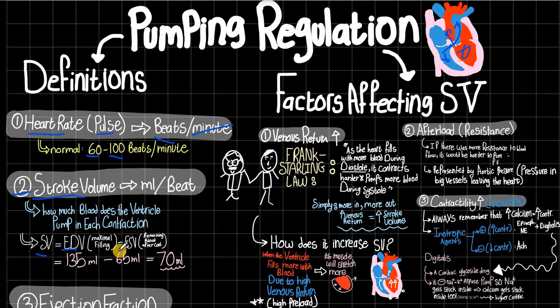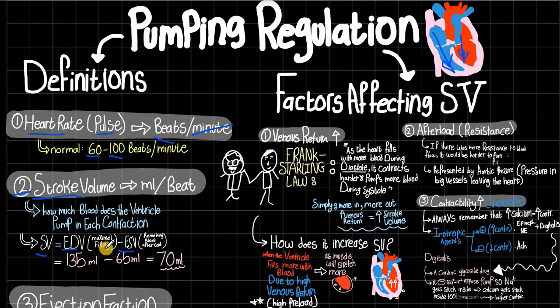We can measure the stroke volume using a very important mathematical relationship that says stroke volume equals end diastolic volume minus end systolic volume. What is end diastolic volume? End diastolic volume means how much blood has the atria given the ventricles. So this is known as the end diastolic volume, and we can say it in another way by saying that it's the maximum filling of the ventricles.